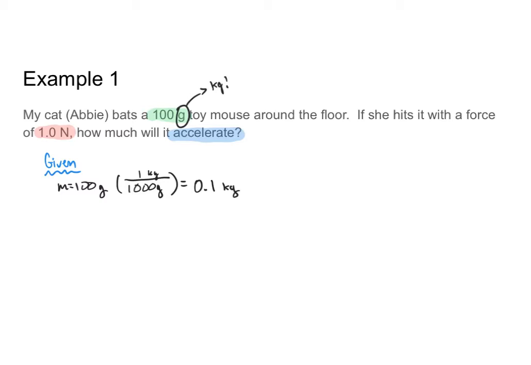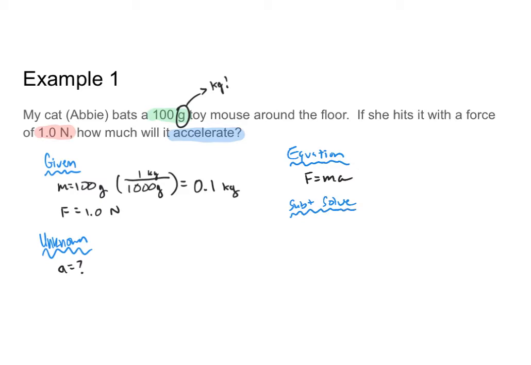I know my mass is 0.1 kilograms, and I know that the force she is applying to the toy mouse is 1 Newton. So now I am ready to write out my unknowns, figure out my equation, and solve. My unknown here is my acceleration. And the equation I'm going to use to find my acceleration is, of course, my equation for force, Newton's second law, F equals ma. Now I can go ahead and sub and solve.